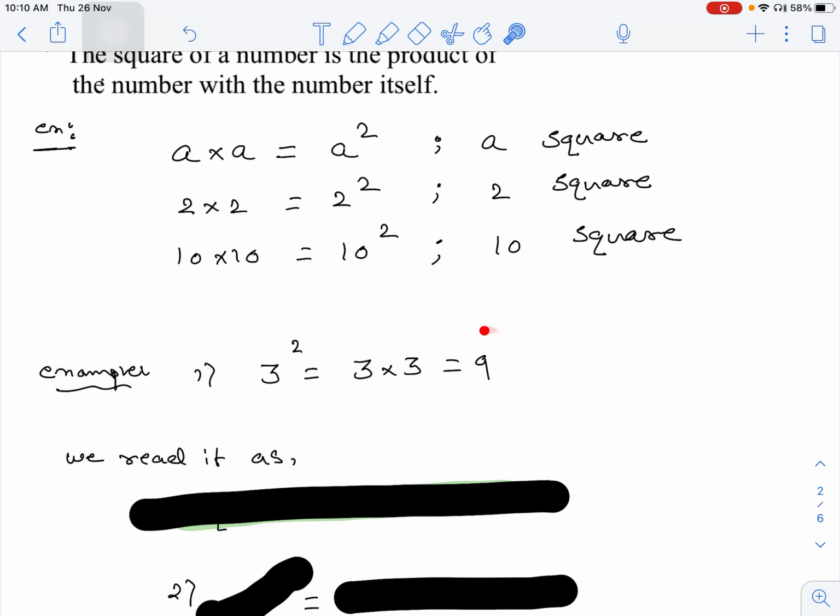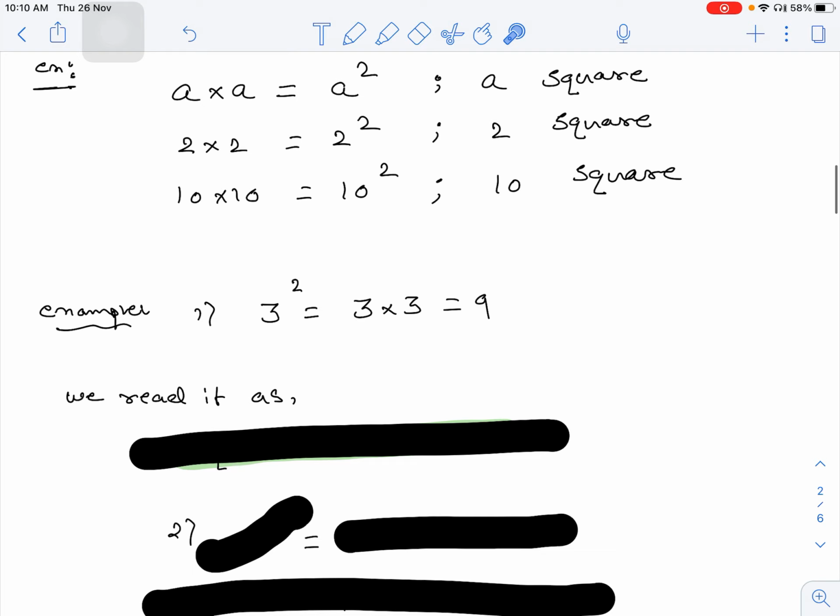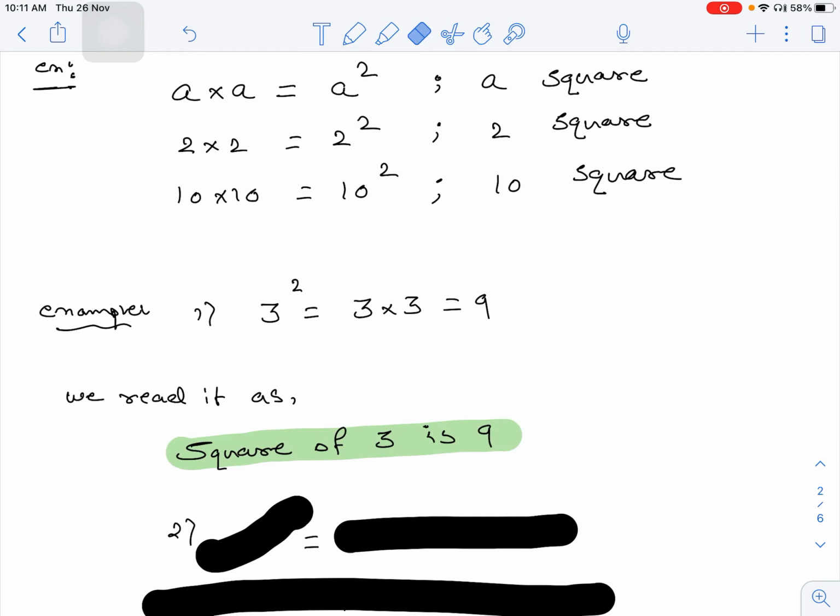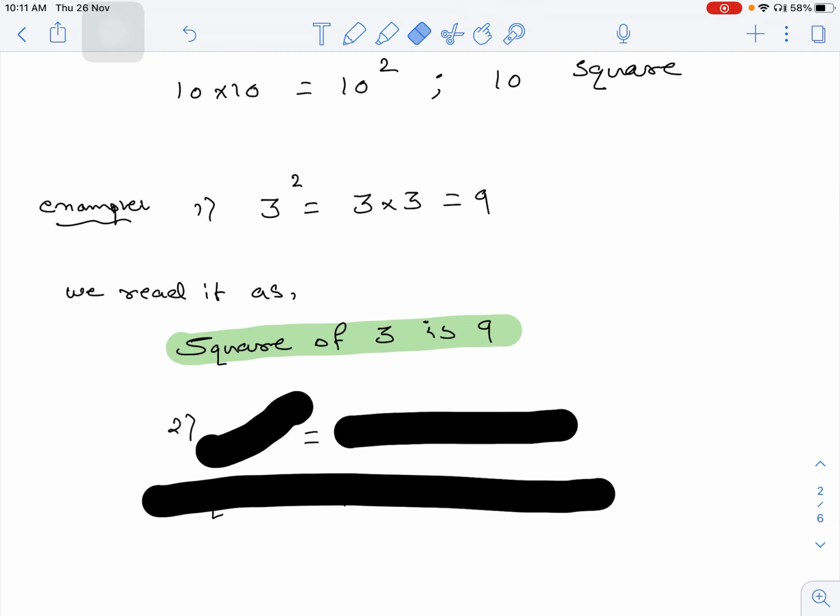Now what can we say about this 9? So this 9 is nothing but the square of 3. Okay, it is the value. Okay, so we read it as square of 3 is 9. Okay, then let us consider the next example.